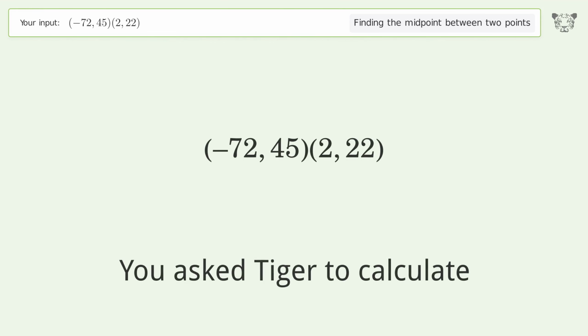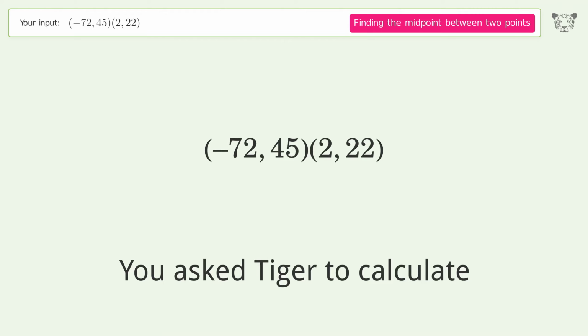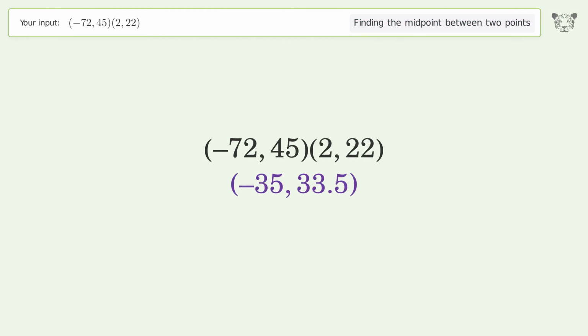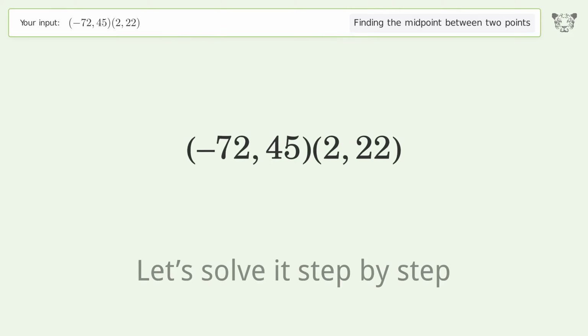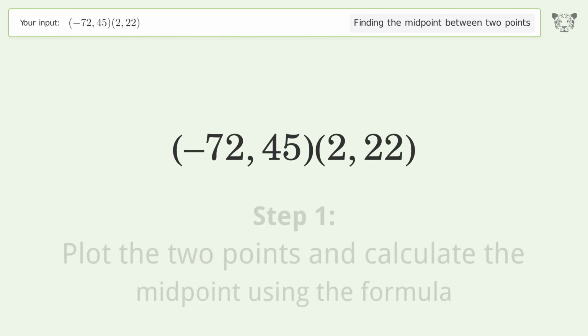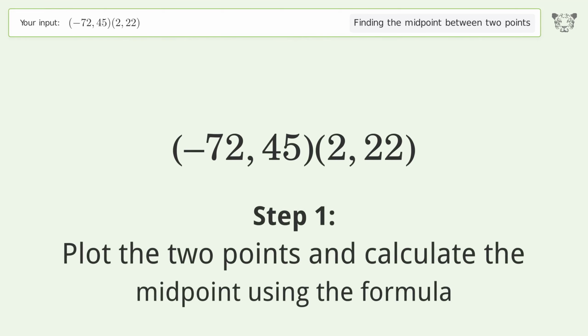You ask Tiger to calculate. This deals with finding the midpoint between 2 points. The midpoint between the 2 points is negative 35, 33.5. Let's solve it step by step. Plot the 2 points and calculate the midpoint using the formula.